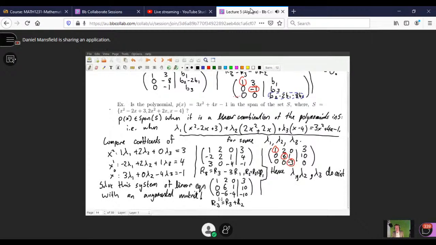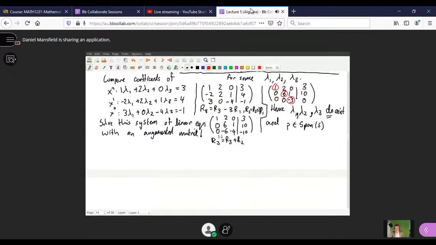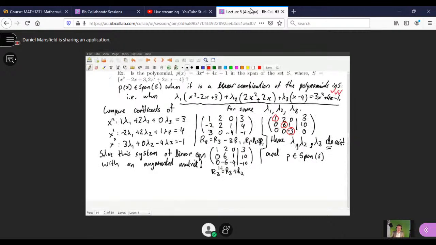All right, hence those things do exist, and P is therefore in the span of S. You can write it in this way. Yay, this expression is possible. Lots of ticks, happy times. The lambdas do exist. You could actually find the lambdas if you really, truly wanted to, but I don't care what they are. Maybe as an aside, I might mention.